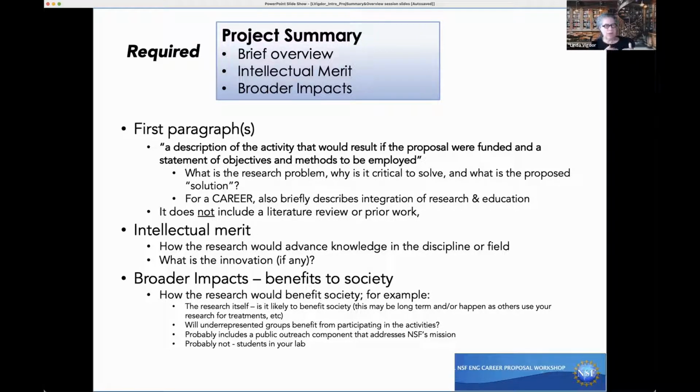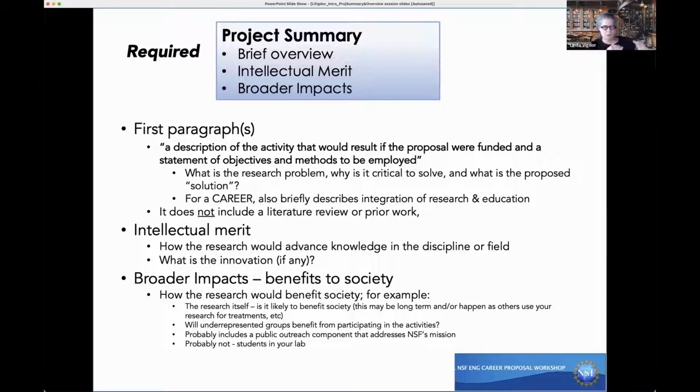And then you also need a section that says Broader Impacts, and this is about the benefits to society, and there are multiple levels at which this may be a benefit. One, the research itself may be a benefit to society. It is not required that it is. There are some fields where it might be a stretch, but in engineering, most likely there is going to be a benefit to society. So you would state that.